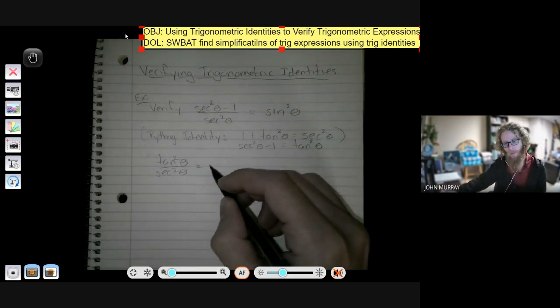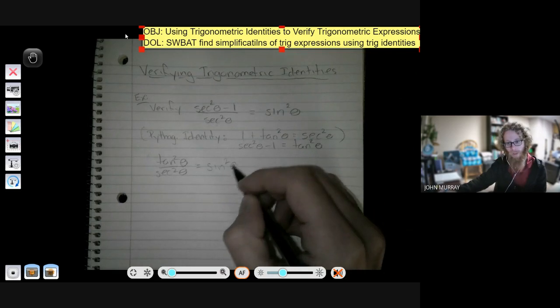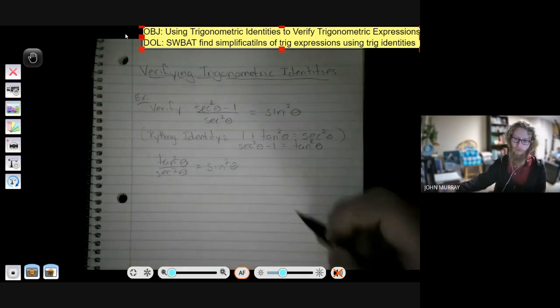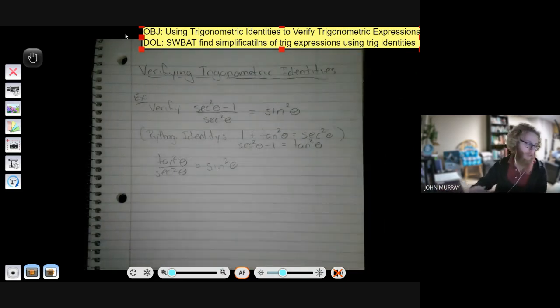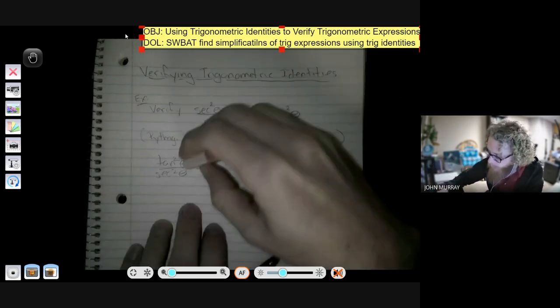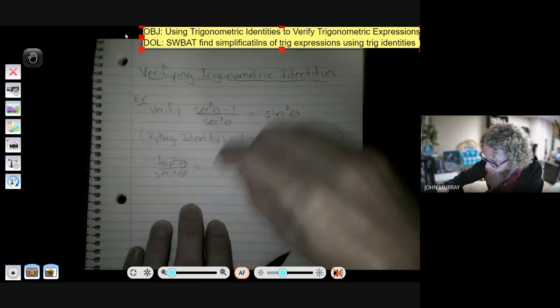Now, if you want to be super formal, you can write sine squared. But if you do that for every step, that's a lot of writing sine squared. So what we do is we kind of forget about it, right, until the end.